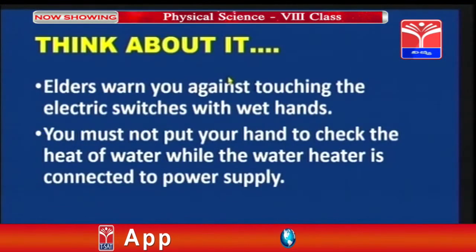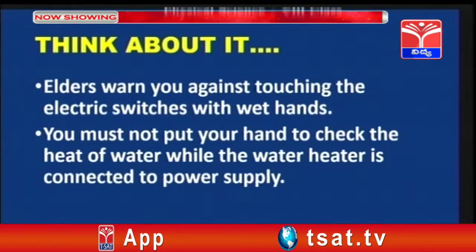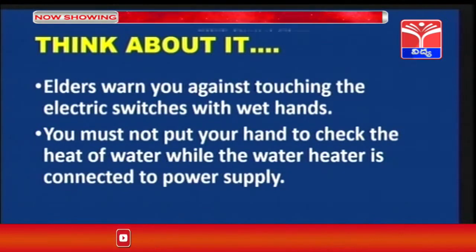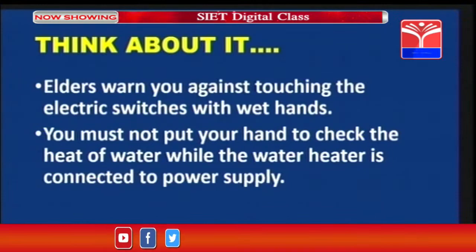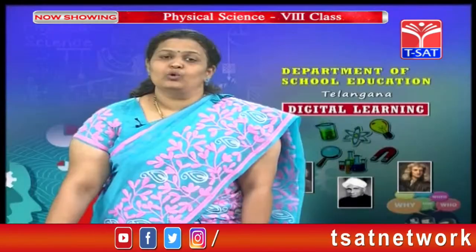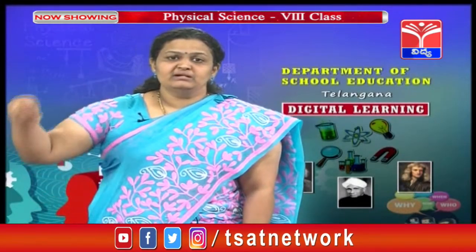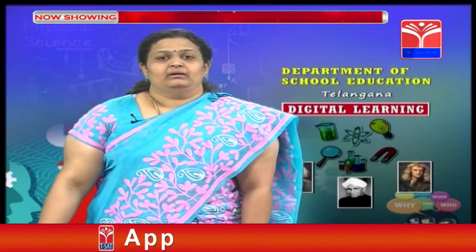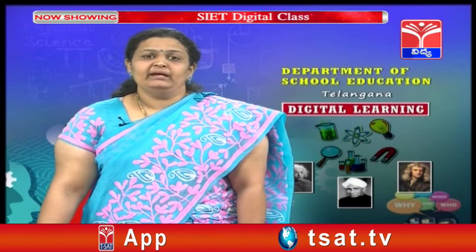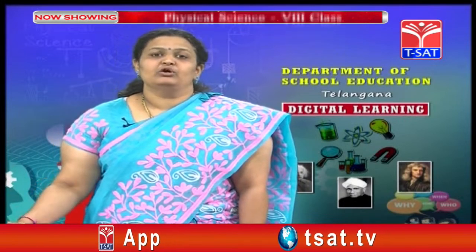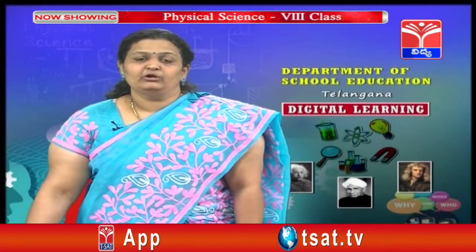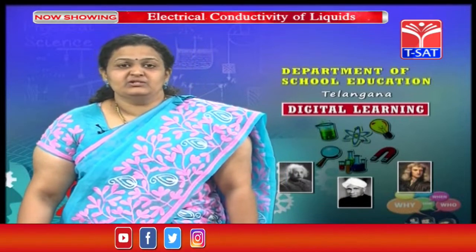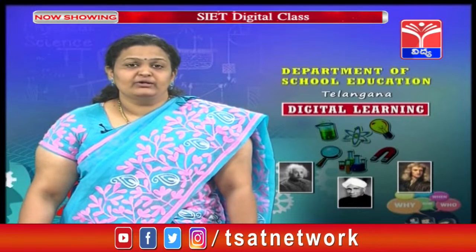You must not put your hand to check the heat of water while the water heater is connected to the power supply. This is a common thing, children. The electric water heater, we usually immerse it in a bucket of water. The power supply is given and by mistake, we may try to check the heat of the water by putting our hand directly without switching off the power supply. So, even this is dangerous. Our parents also keep warning us against this.